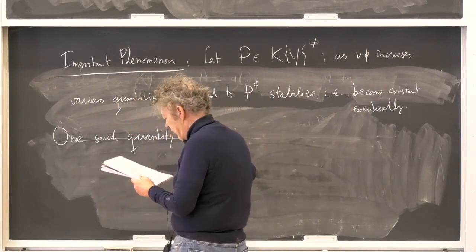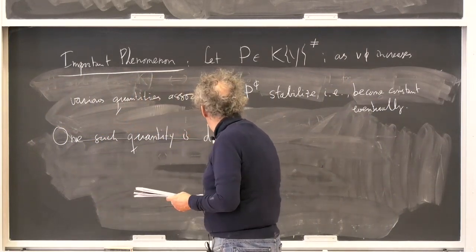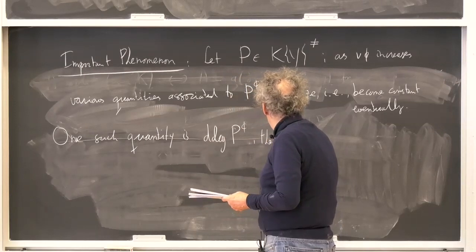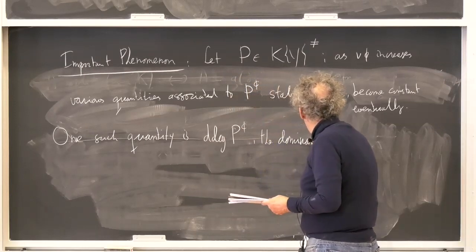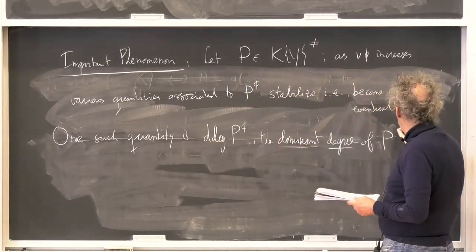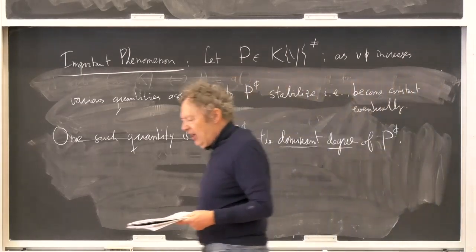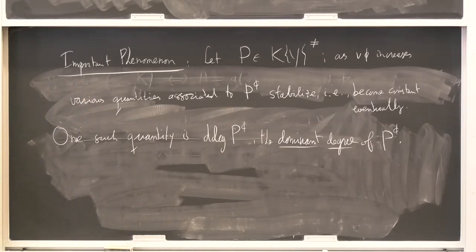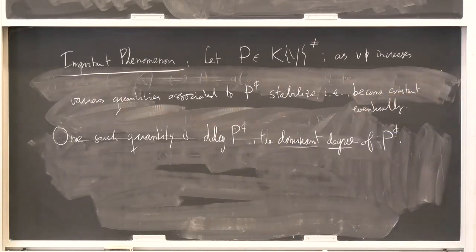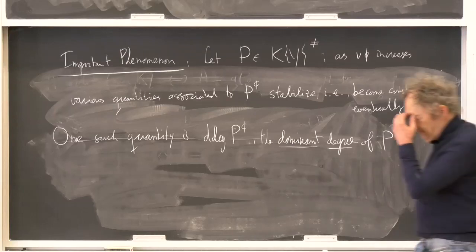is the so-called dominant degree, D-dec. The dominant degree. I'm going to define the dominant degree of P. Now, of course, I'm going to define it for P itself, because then the same definition will apply to P phi. So the dominant degree is simply, okay, how is this dominant degree defined?